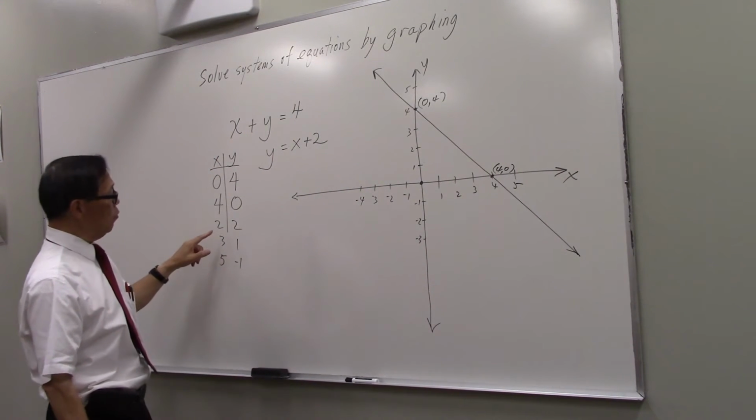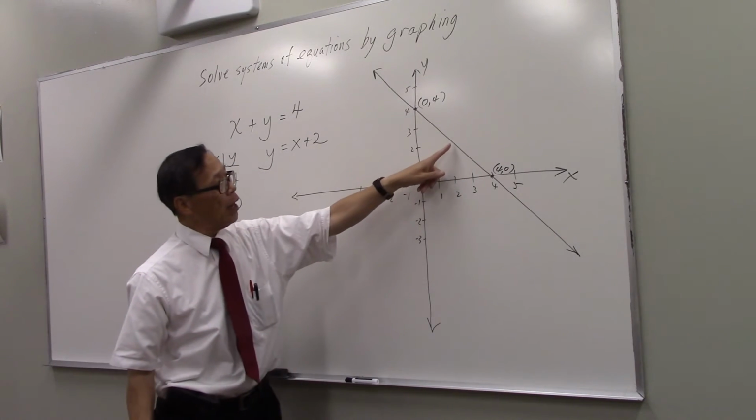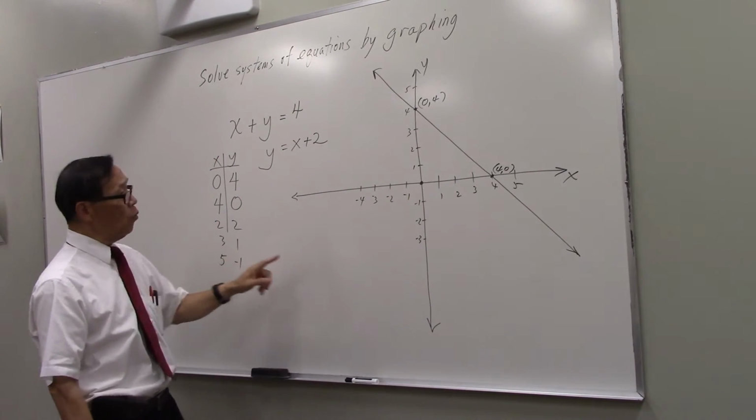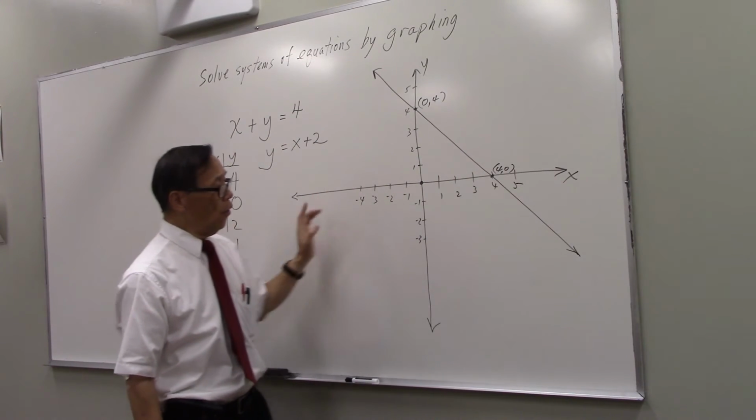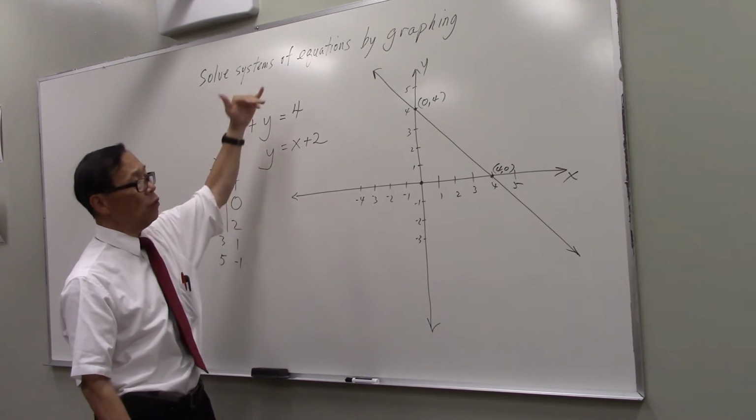As I said, if you were to put (2, 2) in there, it will be right on that point. (3, 1), it will be right on that line. All these points that solve this equation will be on that line.